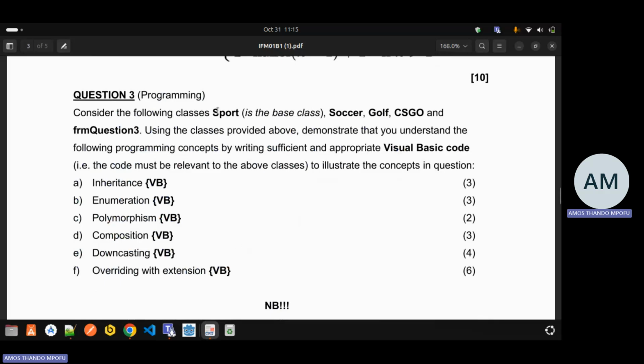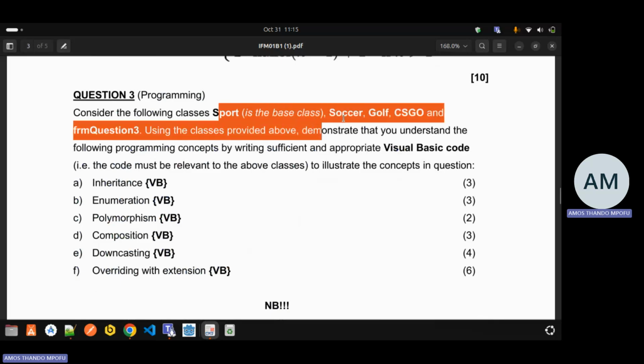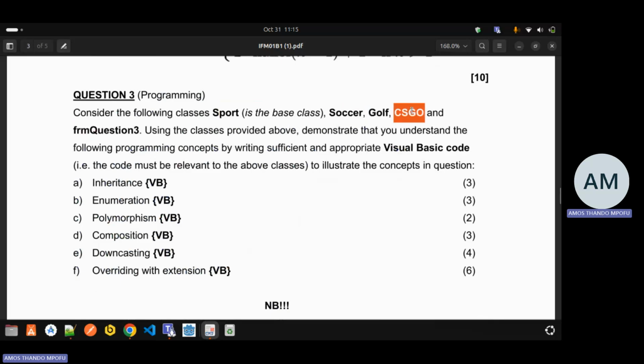So consider the following classes. We have Sport, which is the base class. Then we have Soccer, we have Golf, CSGO, don't know what that's about. And then for FRM question 3, this question 3, right? Let me think. This question was, you need to think critically. I was trying to find out the composition part, but then I just realized something. You'll see it when we get there.